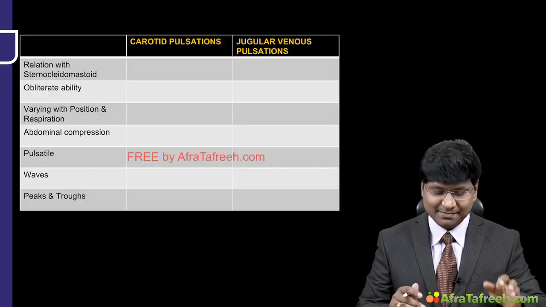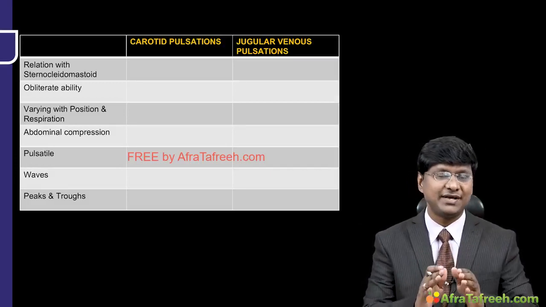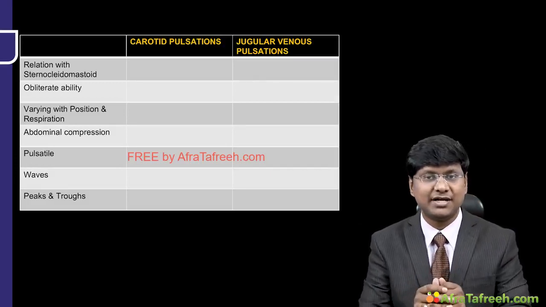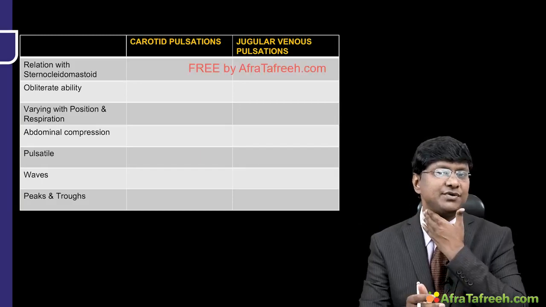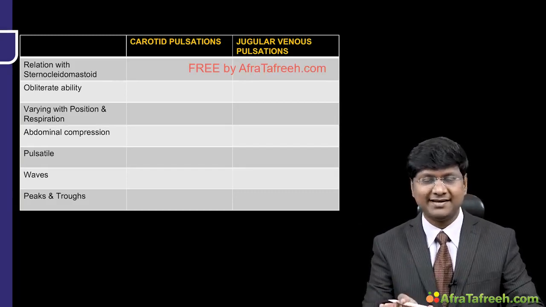Now, the next important point in the overview was the differentiation between the carotid pulsations and the jugular venous pulsations. Because whenever you observe the neck, you observe the pulsations of both these vessels depending upon the underlying clinical scenario.